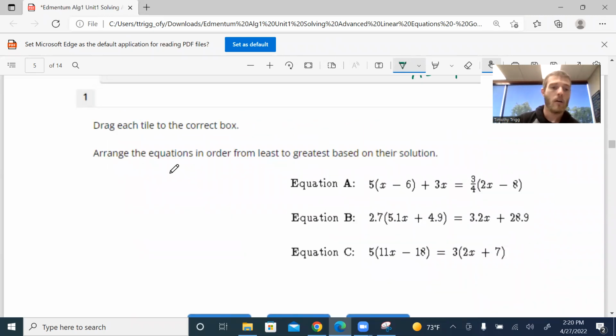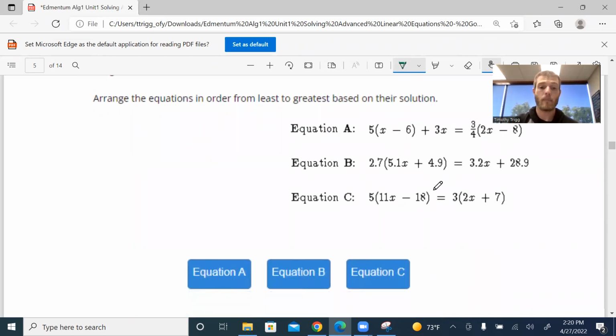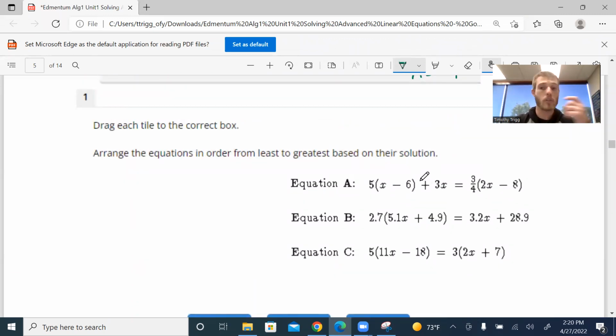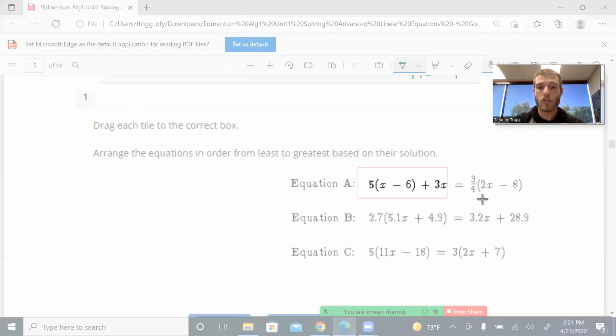Okay. Arrange the equations in order from least to greatest based on their solution. So we need to find the solutions of these. And we want to put them in order from least to greatest. So we want to find the lowest solution, then the next, then the next. So we're just going to have to solve each of these separately. So let's start with equation A.